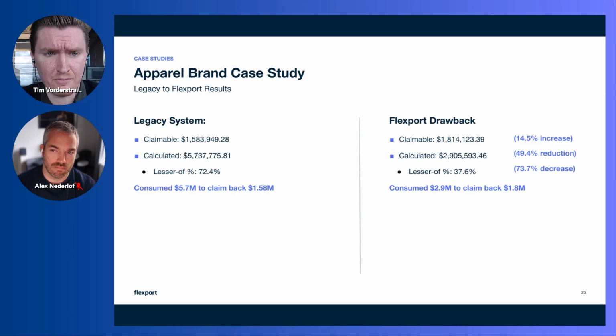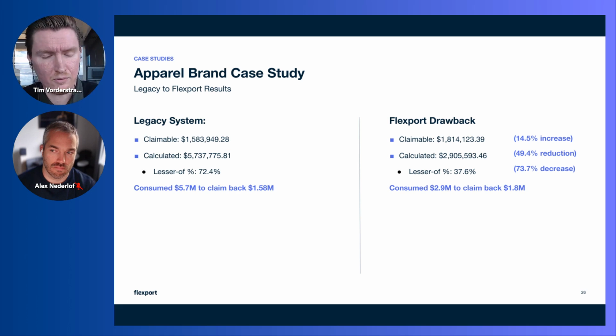That was a 14.5% increase. Whereas the calculated, right, that's the import side, we consumed 5.7 million to get back 1.58. So that almost 4 million difference between the calculated and the claimable is now lost. You spent that money to get the 1.5.